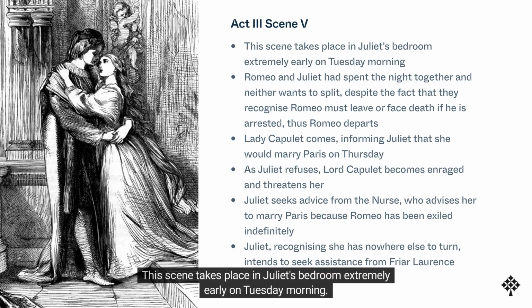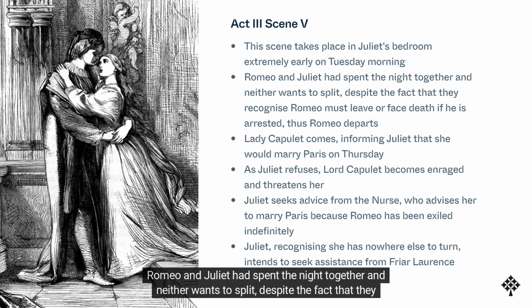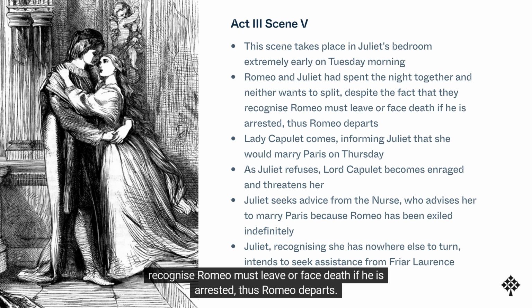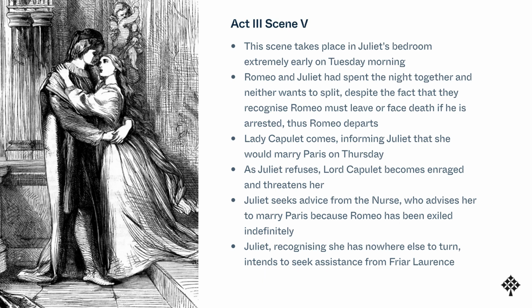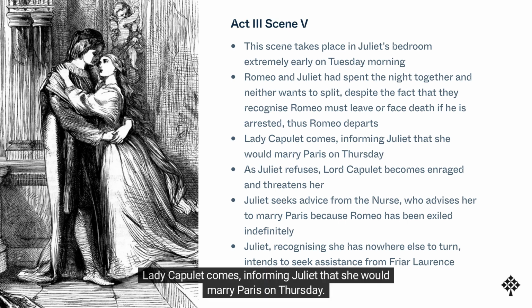This scene takes place in Juliet's bedroom extremely early on Tuesday morning. Romeo and Juliet had spent the night together and neither wants to split, despite the fact that they recognize Romeo must leave or face death if he is arrested. Thus Romeo departs. Lady Capulet comes, informing Juliet that she would marry Paris on Thursday.